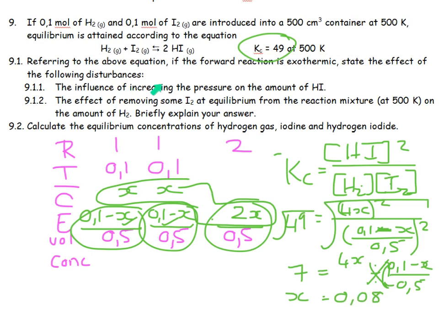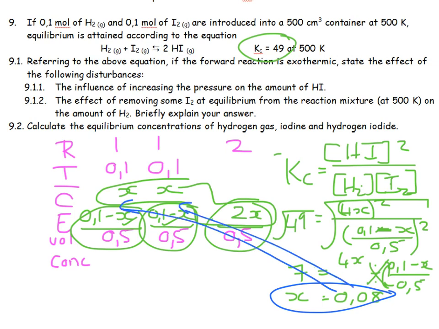They ask what is the influence of increasing the pressure. Turns out I've got 2 gas moles on the left and 2 gas moles on the right, so it's going to make no difference to increase the pressure at all. And it says you need to calculate the equilibrium concentrations of the hydrogen gas, iodine, and hydrogen iodide. I take this x value over here, substitute it up into each of those, and I find that I get 0,04, 0,04, and 0,31.